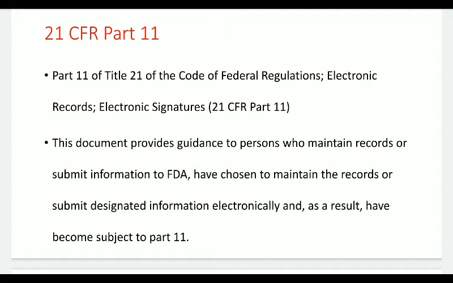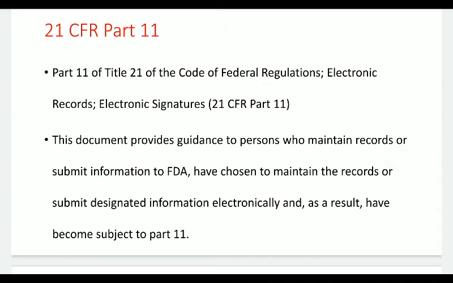Now what is CFR? So CFR is the Code of Federal Regulations. So in US FDA you will find different CFRs. These are nothing but instructions, or somewhere you can read them as guidance, right? So guidance or instructions given by US FDA to various people or institutions or pharmaceutical industries in order to perform their duties properly.